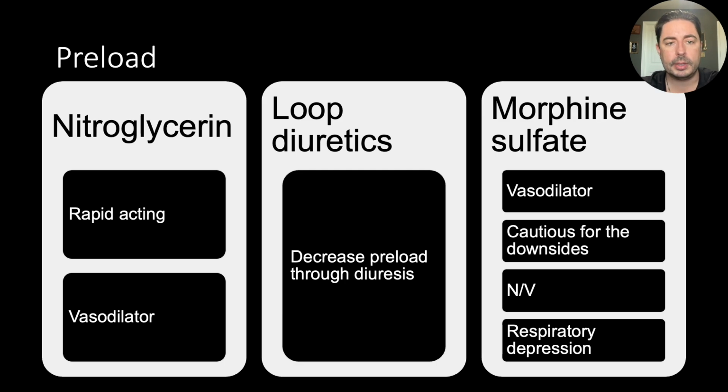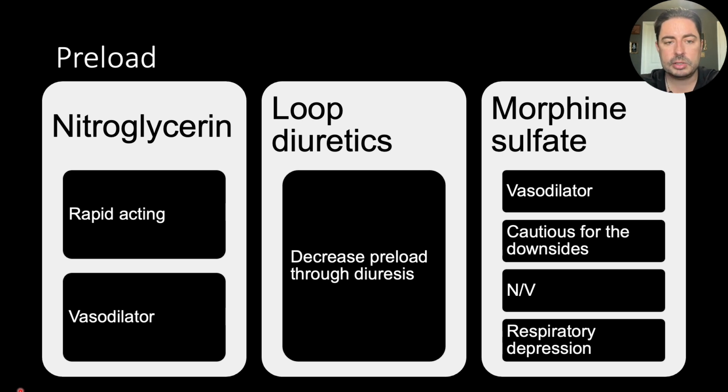When it comes to the preload, what we're trying to do is use nitroglycerin, which is a rapid-acting vasodilator. If I vasodilate, I open up and I have more opportunity for the ventricle to fill. I want to use some loop diuretics. This decreases the amount of preload through excreting extra fluid.